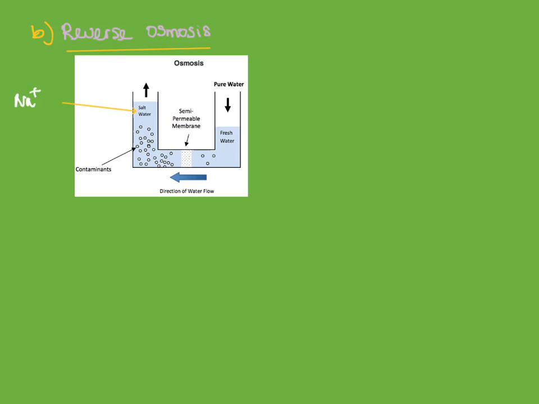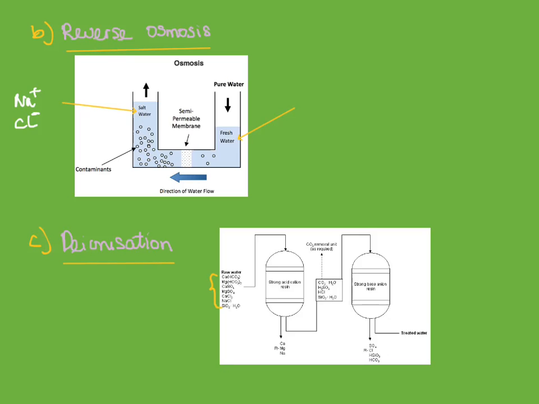So, if we have salty water, in this salt water, there are inorganic ions such as sodium ions and chlorine ions present. These ions contaminate this water. The semi-permeable membrane is capable of removing these inorganic ions from the water in order for us to obtain fresh water, which is pure. The last technique we are going to treat under the techniques of purification of water for laboratory use is deionization.